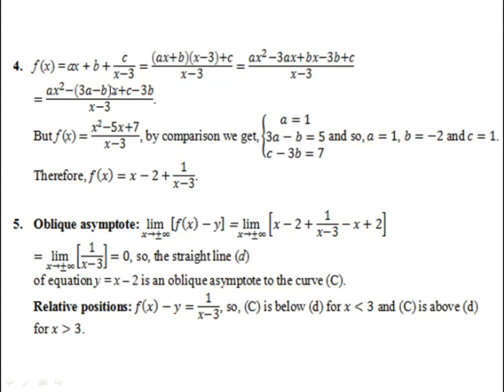The coefficient of x here is equal to the coefficient of x here. So 3a - b equals 5. And the constant here is equal to the constant here, which is c - 3b equals 7. We get a system of 3 equations with 3 unknowns. By solving this system, we will get a equals 1, b equals -2, and c equals 1. So we substitute a equals 1, b equals -2, and c equals 1. Therefore, f(x) equals x - 2 plus 1 over x - 3.